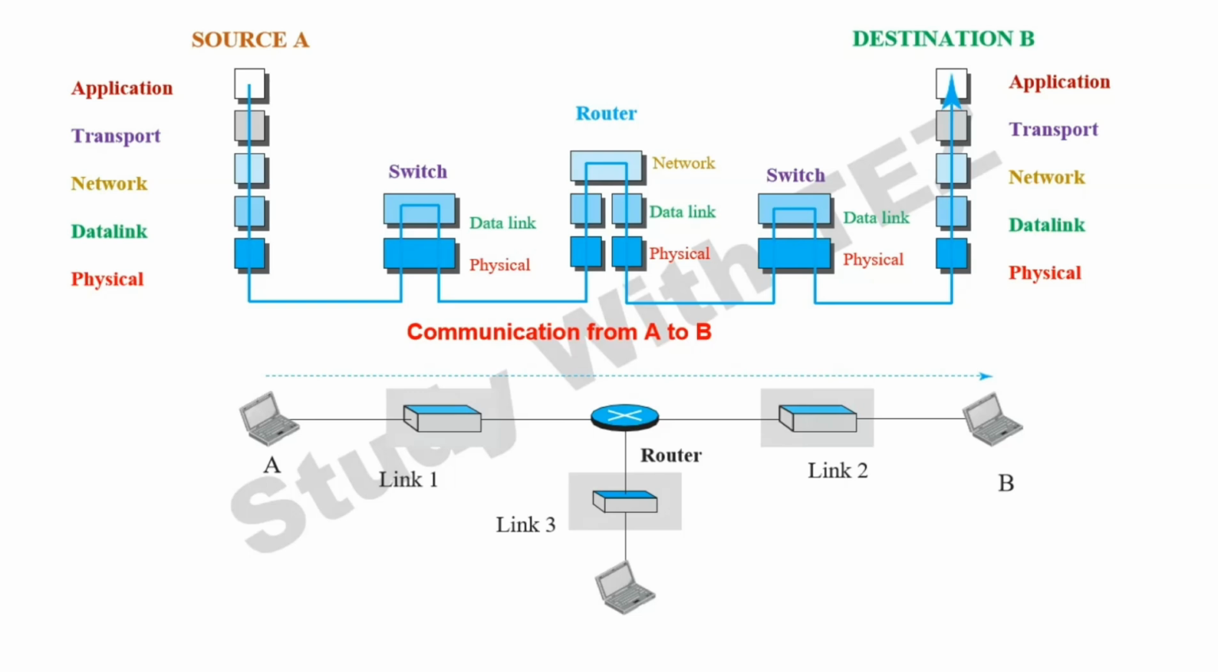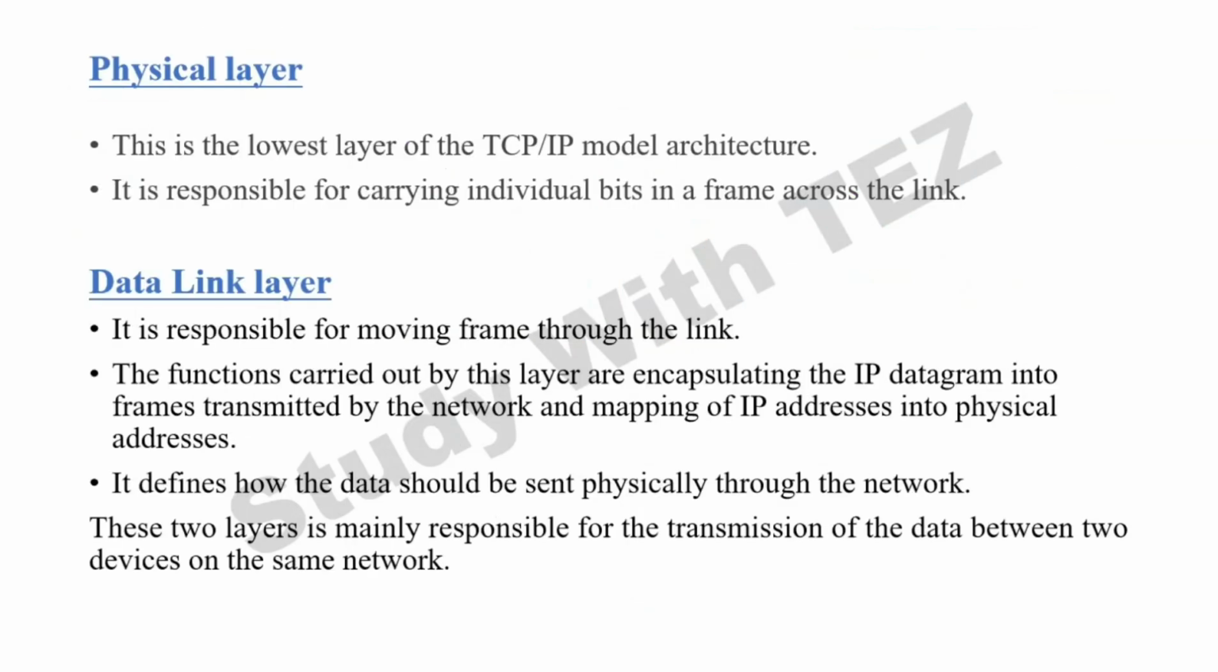As said earlier, the objects at the layer are identical, where the objects at the top three layers are not changed by either routers or switches, but the objects in the bottom two layers are changed by the router and not by switches. Now it's time to understand how each layer works.